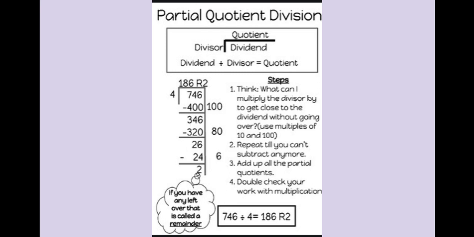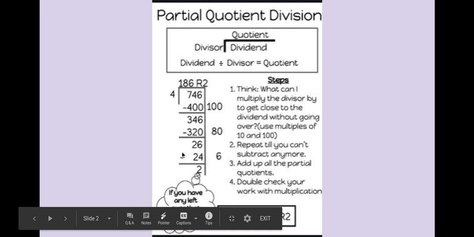You repeat that step until you can't subtract anymore. You add up all the groups, or the partial quotients, on the side, and then you can always double check your work with multiplication. So we're going to see how we do that. And sometimes we'll have a leftover remainder, so we'll put an R2.